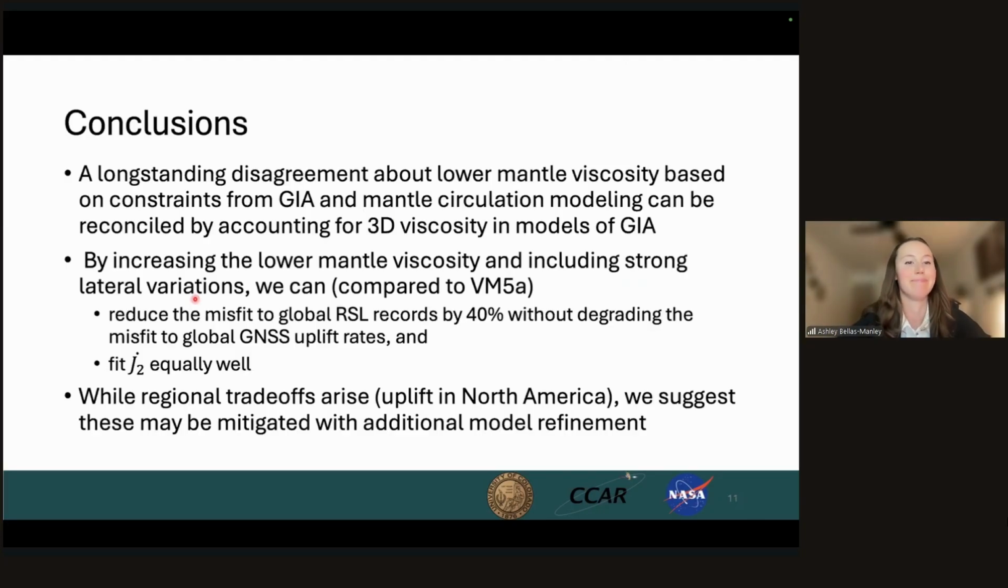Thanks so much. Thank you, Ashley. All right, one more talk in the solid earth science theme this morning, Mingkang Chang on variations in the Earth's figure axis from SLR and GRACE.